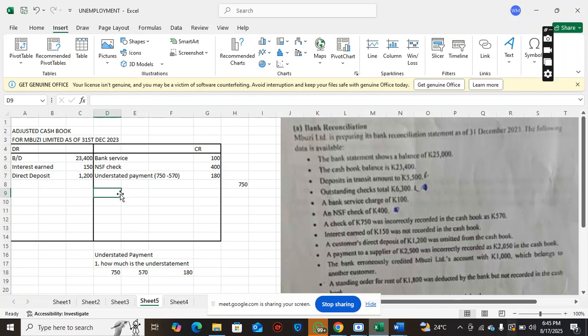Are we okay with that? Okay. A payment to a supplier of 2,500 was incorrectly recorded as 2,050 in the cash book. Colleagues, let's see if we've understood what's happening here and how do we correct this error.